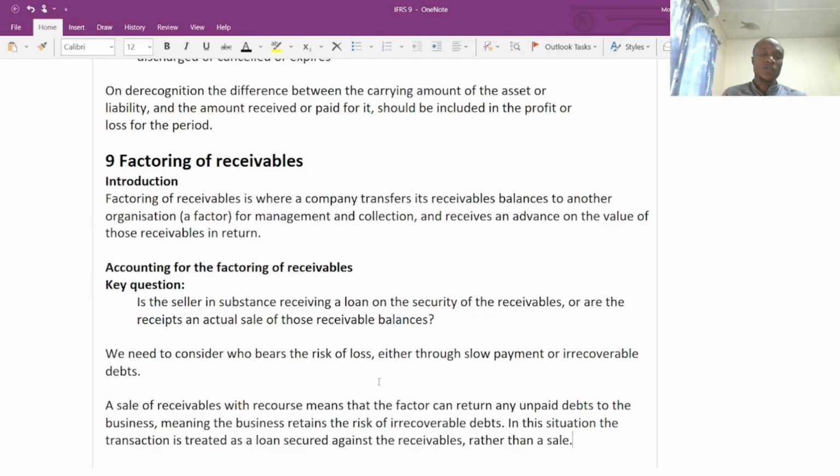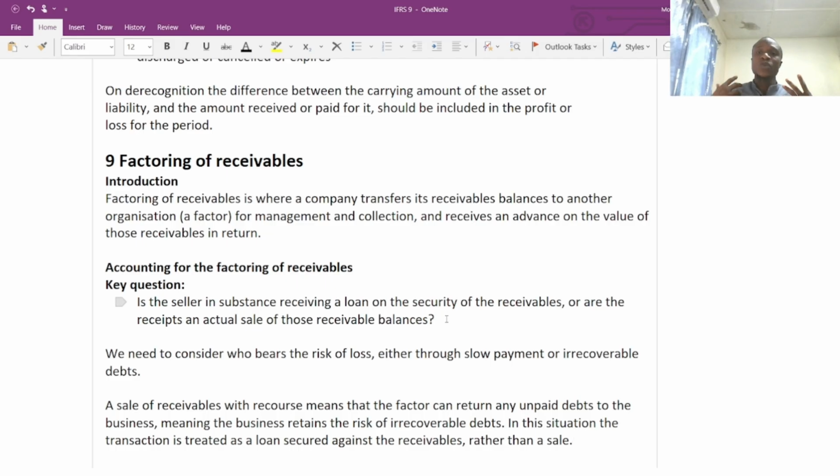Now what you need to know for the examination, which is very key, is: is the seller in substance receiving a loan on the security of the receivables? That is the first question. Or are the receipts an actual sale of those receivable balances? You need to ask yourself a question. Now, I'm going to transfer my receivable balance to the factor. Why I am going to transfer the receivable balance is for me to secure cash from the factor.